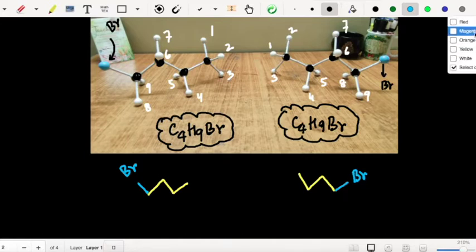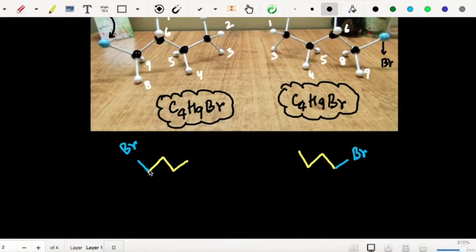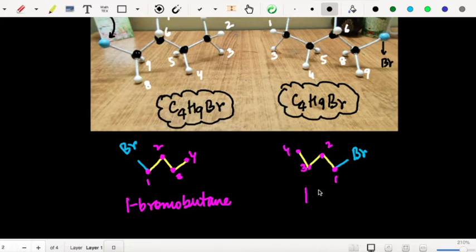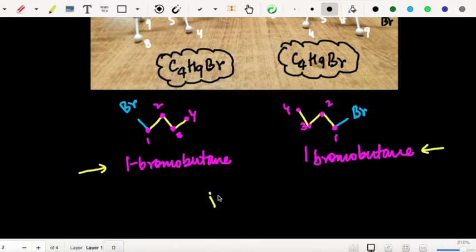And in fact, if we try to write the IUPAC names of these molecules, we are going to get 1-bromobutane in this case, and similarly in the other case, we are also going to get 1-bromobutane. So these two molecules even have the same IUPAC name, right? So they are identical to each other, and they are not isomers of each other. They are not isomers, they are identical.